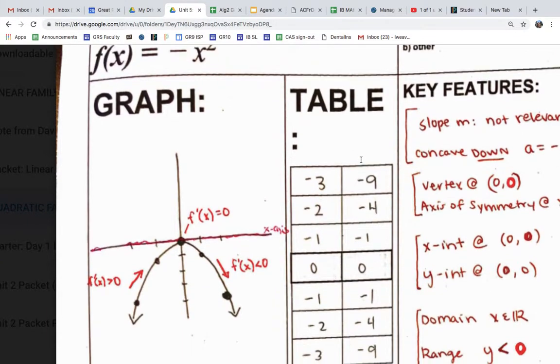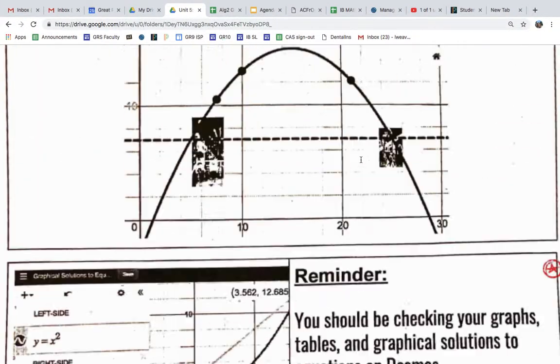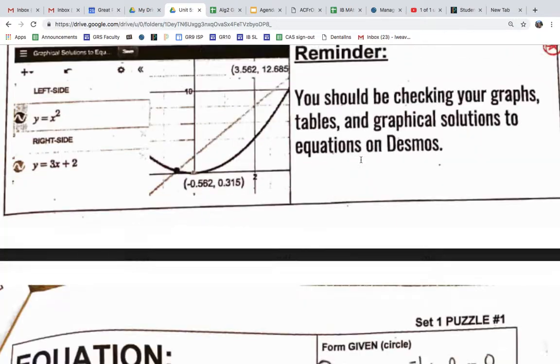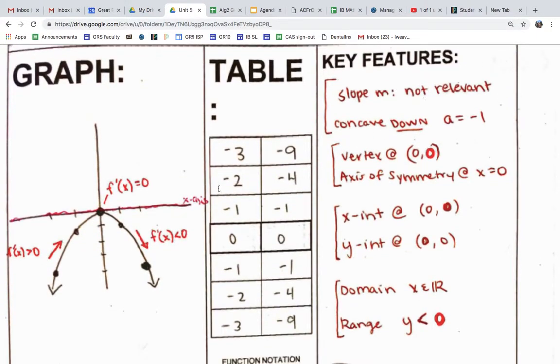Once we have our graph and our table, we can start to see the key features. Our key features, if we forget them, are all listed on the front. So I'm going to just list them and start working on them. Our slope is not relevant. It's a bowl in the shape. It's upside down, so that would be concave down.